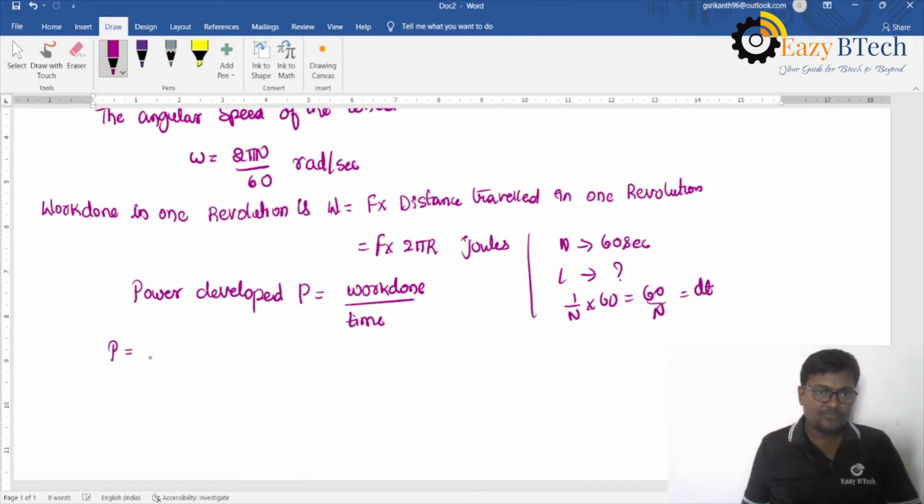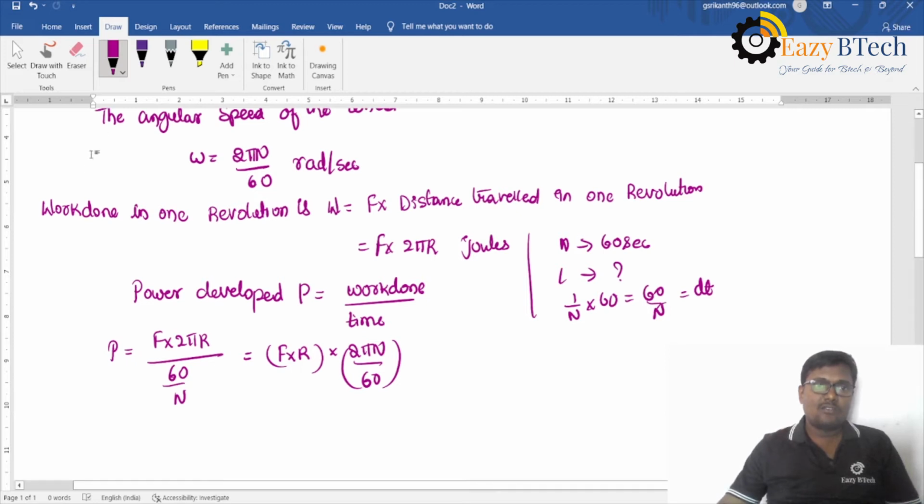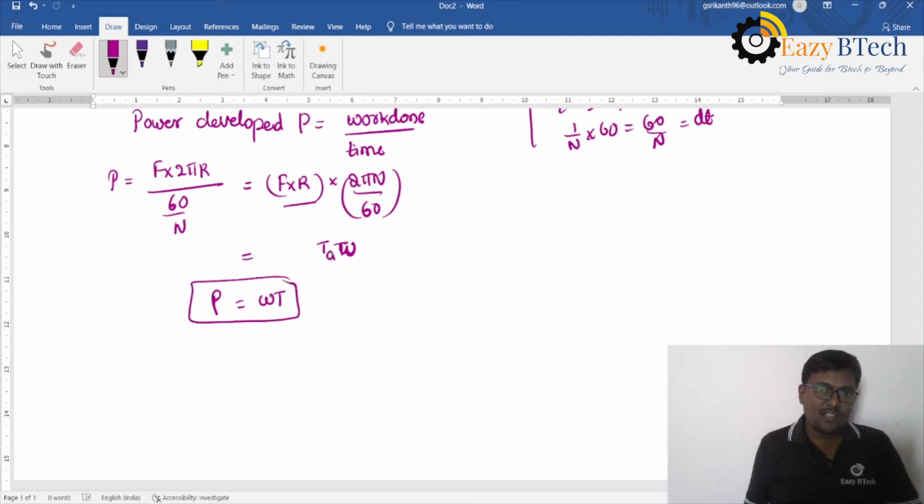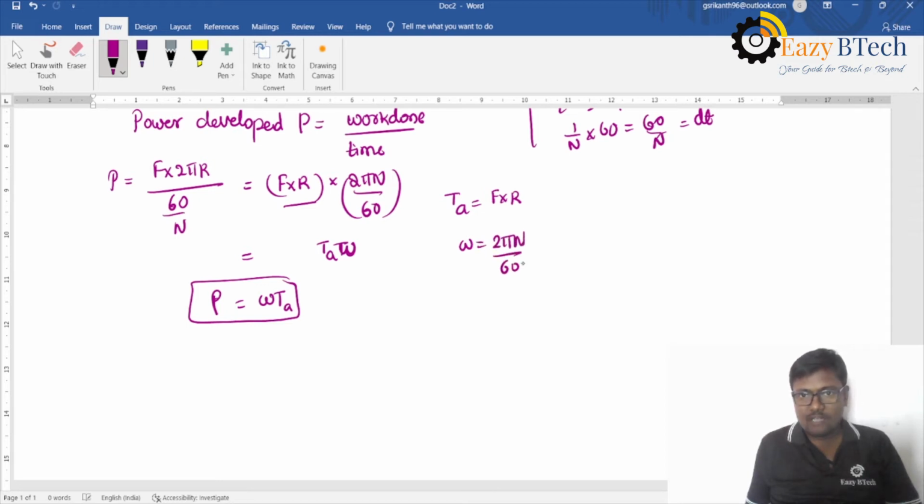So power is equal to work done, force into 2 pi r, divided by 60 divided by N. So force into r into 2 pi N by 60. What is 2 pi N by 60? We call it omega, and F into r is called the torque. Power we can write as omega into T. This torque is called the armature torque. Here TA is equal to force into radius, and omega is equal to 2 pi N by 60 radians per second.